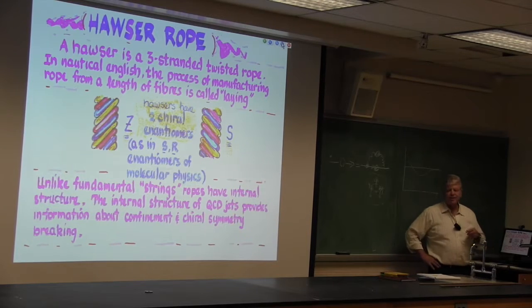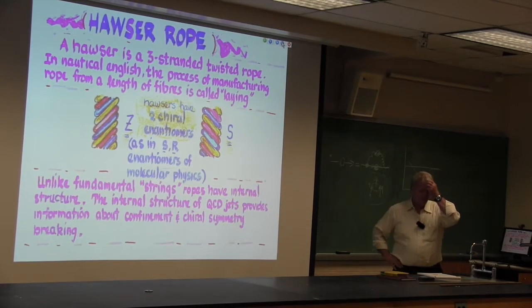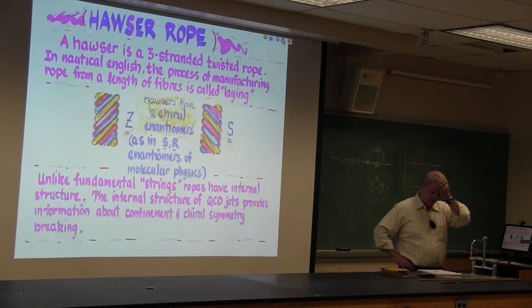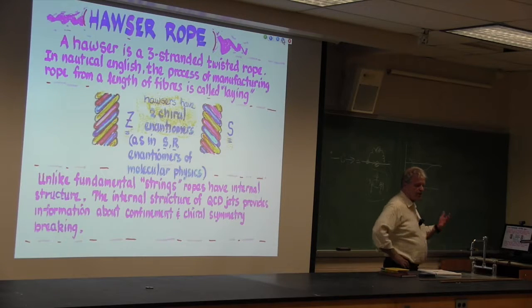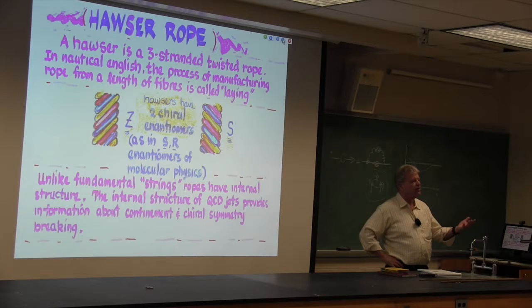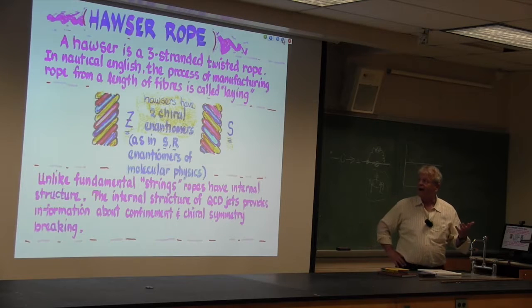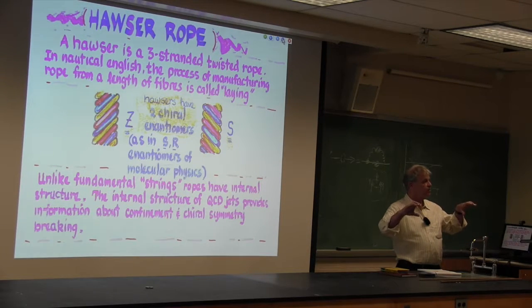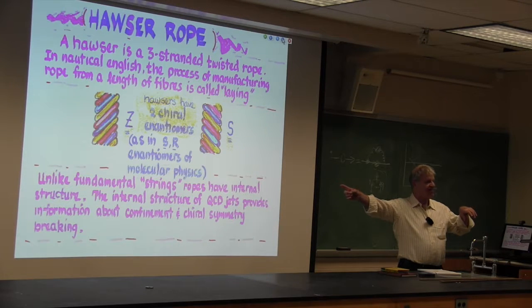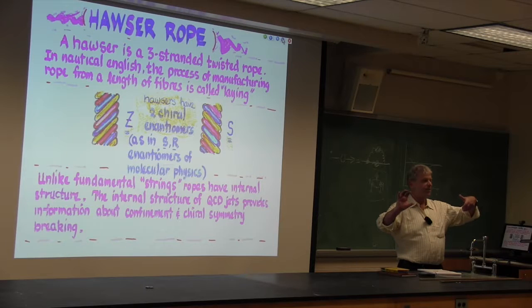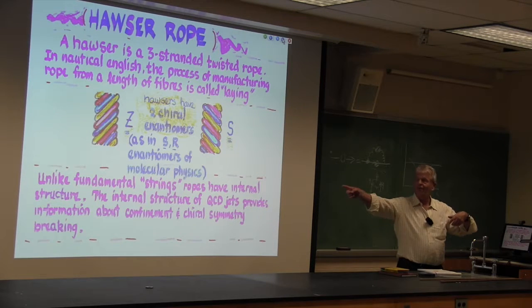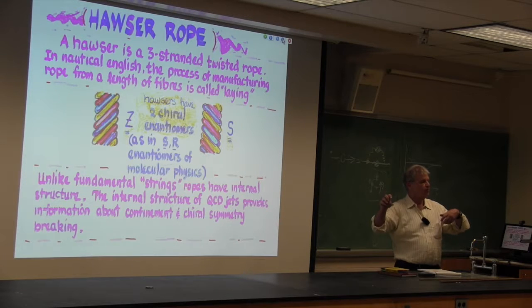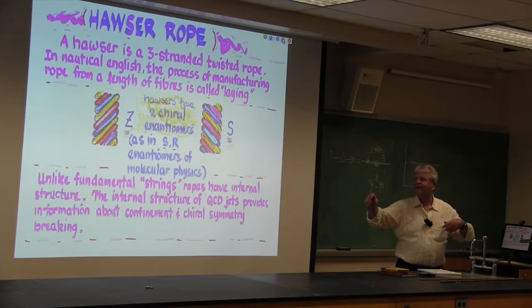And I just wanted to say there is something that's classical, which is, has anybody seen a big cruise ship tied up with a hawser rope? These big ropes consist of 3 smaller ropes wound around each other.